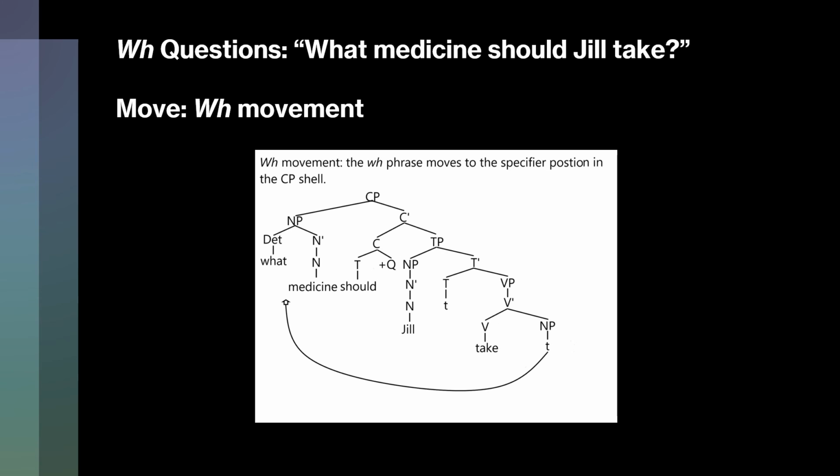Now we're ready to do our WH movement. And our WH movement is going to move our WH phrase, in this case, the noun phrase, what medicine, from the complementary position after take to the front of our sentence in the C position. In this case, it becomes a specifier for the rest of our sentence. Jill should take what medicine becomes what medicine should Jill take. See the arrow? We put those little T's there to indicate that those are things that have moved in our structure.